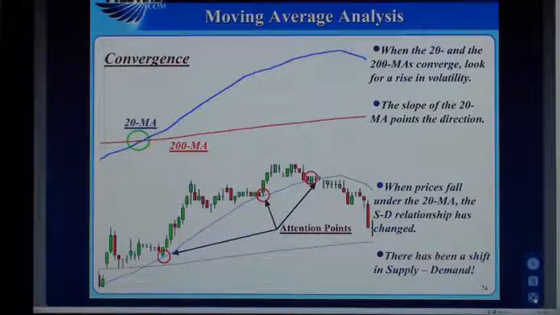The 20-period moving average would be our analysis guide to pay attention to the relationship between those areas of support and resistance and if they are violated or not.